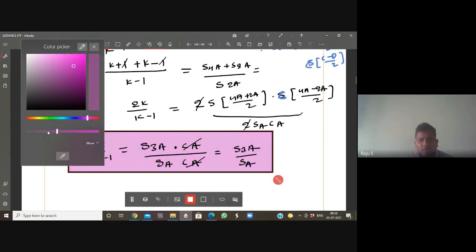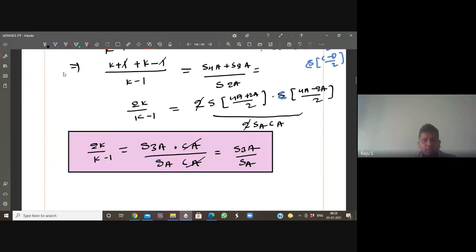Okay, students, right. Now, k should not belong to the given interval. k doesn't belong to 1 by 3 to 3 because 1 belongs to the given interval. When we substitute 1, we are getting infinity, but sine values should be finite. So the third option is correct.